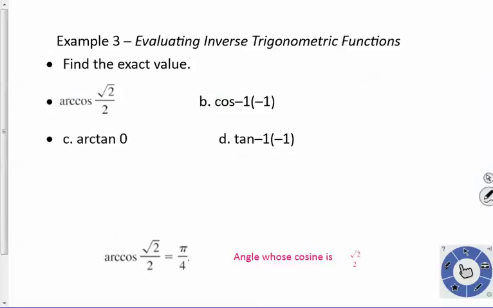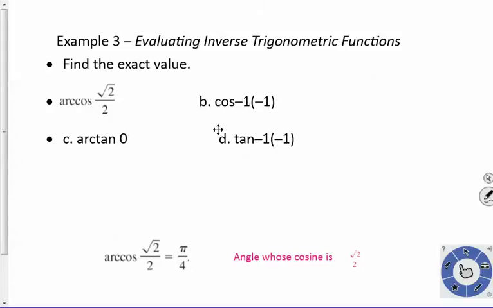Okay, let's see if we can figure out these values. The arc cosine of radical 2 over 2. On the unit circle, do you have a cosine that's radical 2 over 2? I believe that's pi over 4, right? This is supposed to be the arc cosine of negative 1. Where on the unit circle do you have a cosine of negative 1? Well, negative 1 is at negative pi over, or 3 pi over 2. But is that too big?